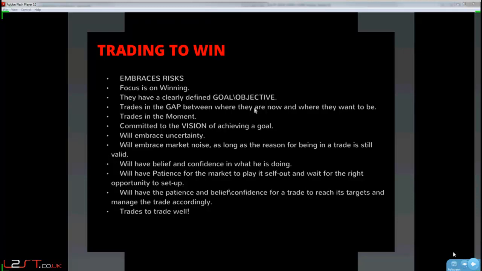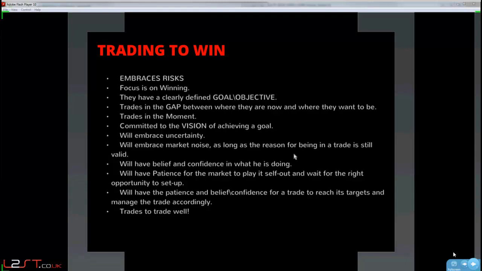You trade in the gap between where you are right now and where you want to be. It's trading in the moment. You're committed to the vision of achieving a goal. Like I showed you earlier, I will visualize the trades way ahead of me even thinking about taking them. I will visualize where the market may go from and to. I'll then stay committed to that vision until I'm clearly wrong. I'm not going to get out of a trade just because it moves a tick or two against me. Okay, I will embrace uncertainty. I will embrace the market noise as long as the reason for being in the trade is still valid.